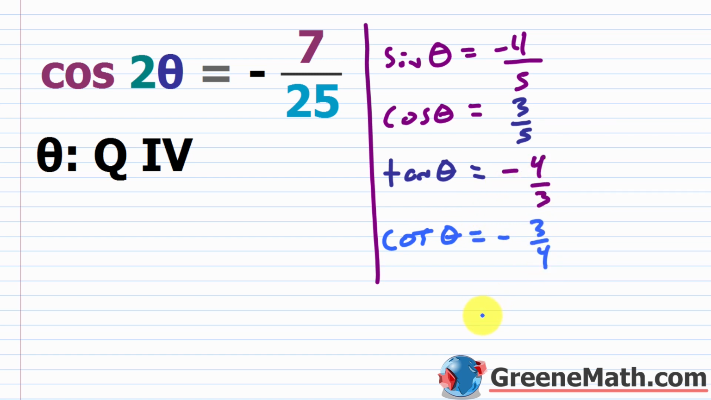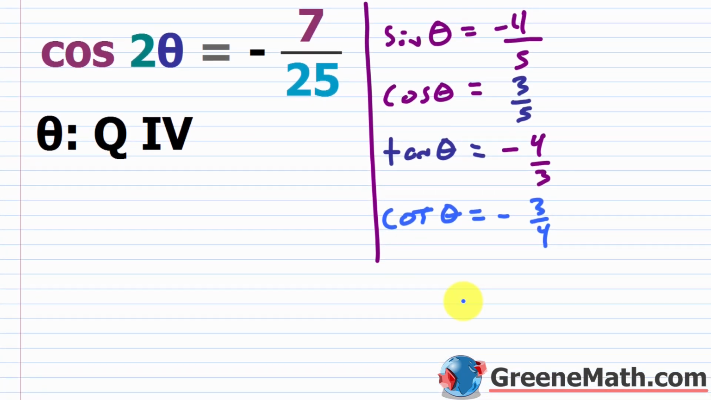Then if I want, let me scroll down just a little bit. If I want the cosecant of theta, that's found by flipping this sine of theta. So this is negative 5/4. And then lastly, if I want the secant of theta, that's found by flipping the cosine of theta. So that's going to be 5/3.